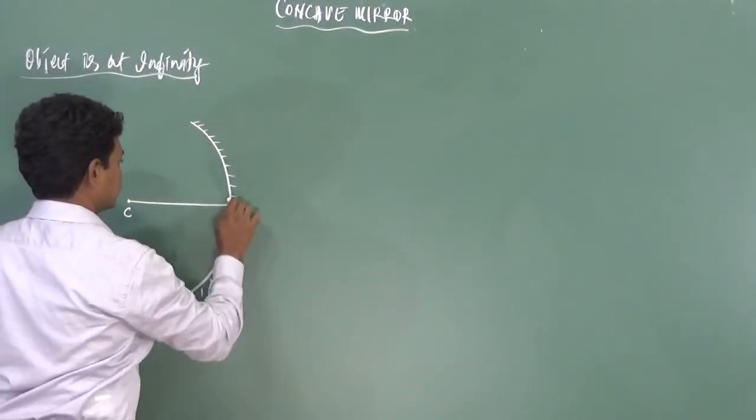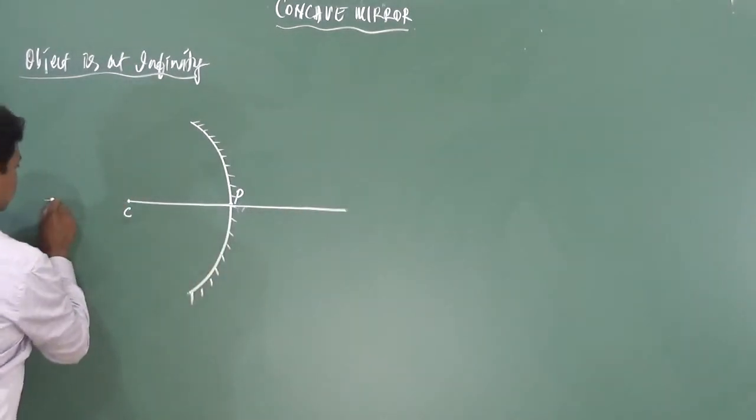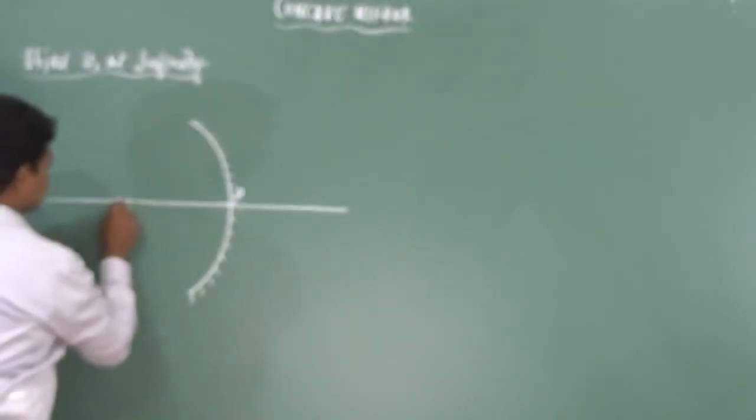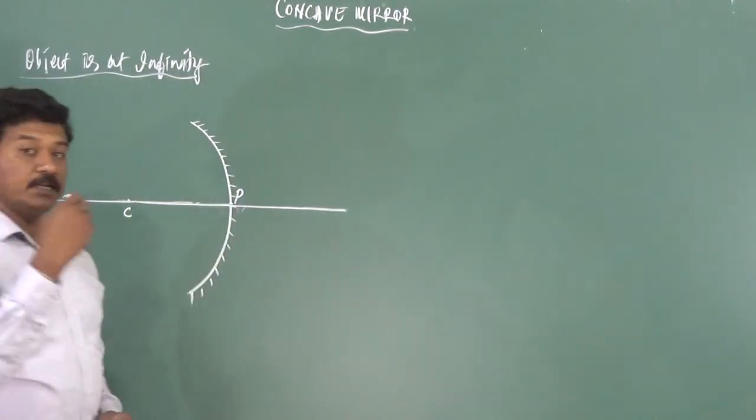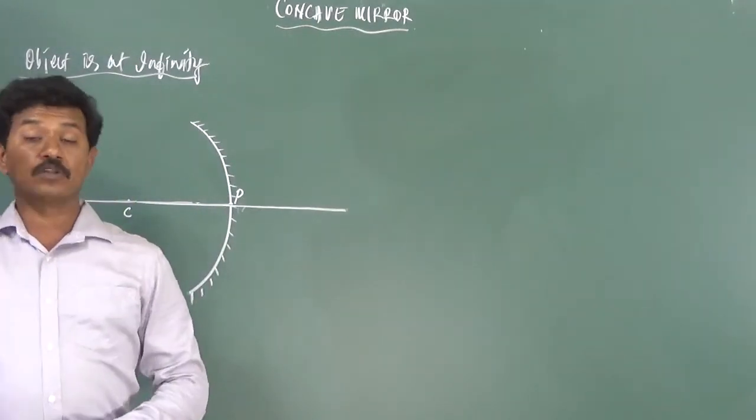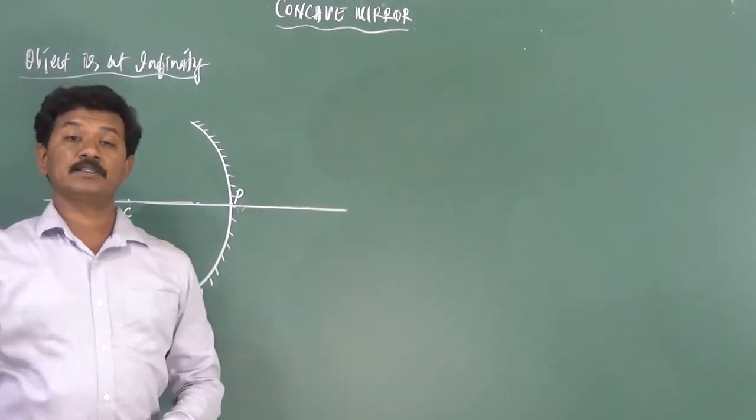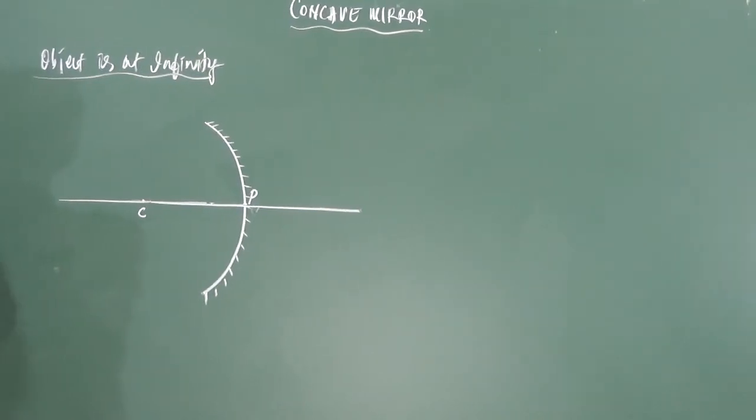Let us join the center of curvature and the pole of the mirror and extend it on both sides. This is the pole of the mirror. Extend it on both sides and this becomes the principal axis. Now here the object is placed at infinity. Infinity in the sense it is beyond C, more than that. The object is somewhere here at infinity.